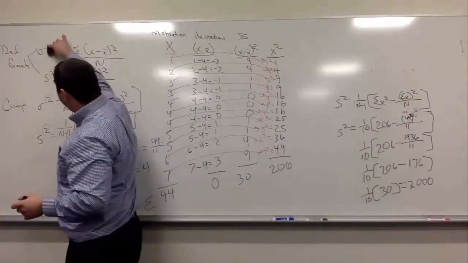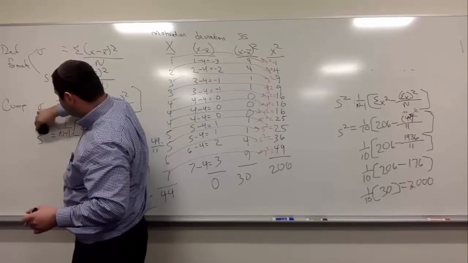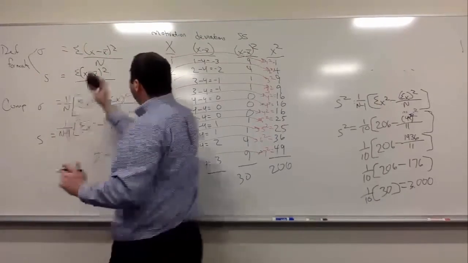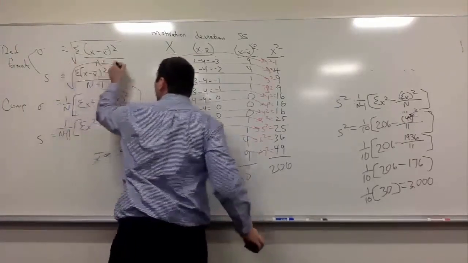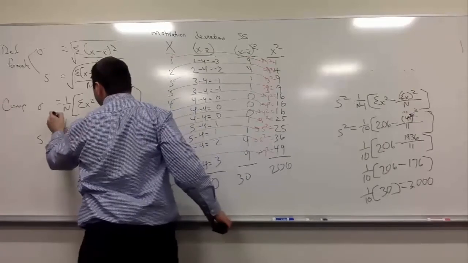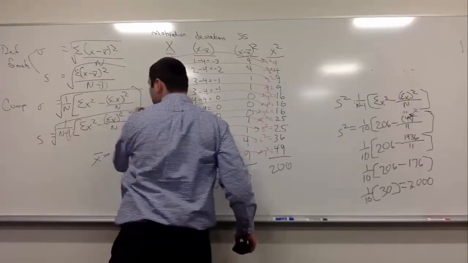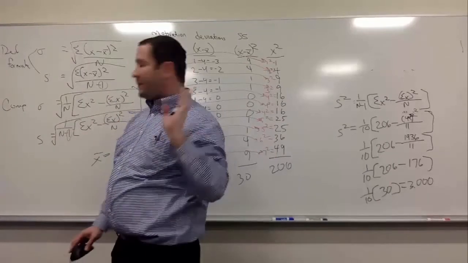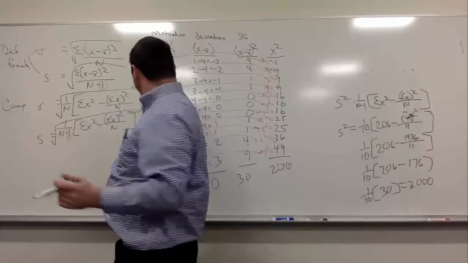So watch what I do. For standard deviation, I'm going to erase all of the squares, right? I'm going to erase it. And I'm just going to add a square root sign to all of my formulas. Okay, that's all I'm doing. I'm adding a square root sign to my formulas. So now I have actual units.